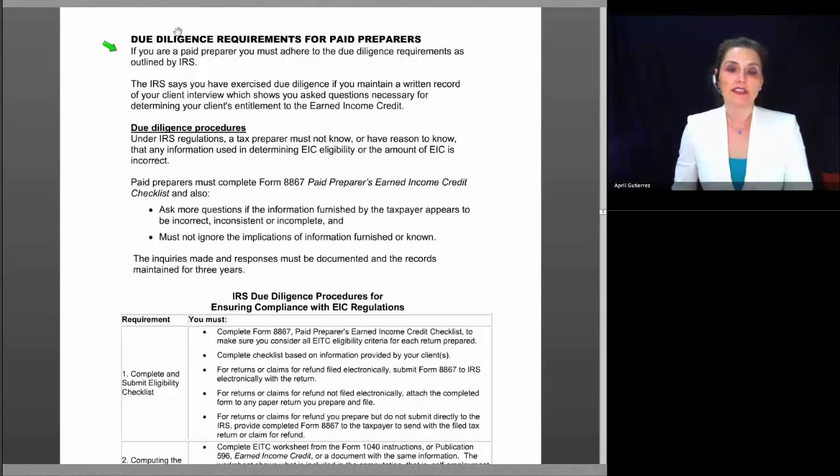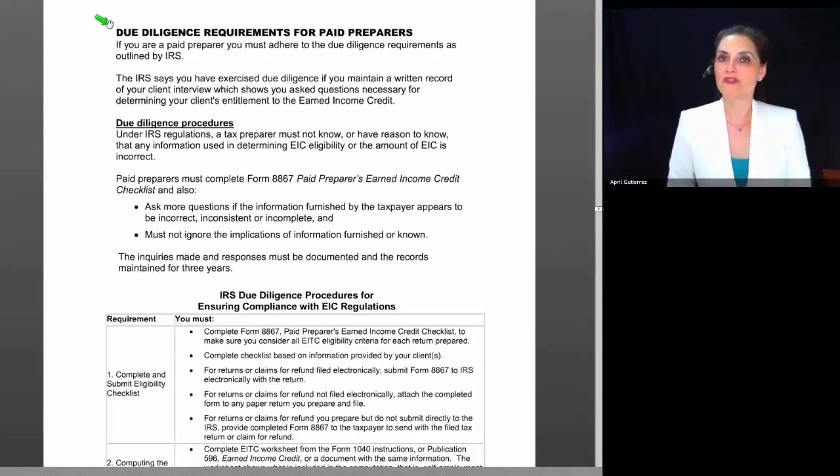So firstly, let's get on to the due diligence requirements. And I put a lot of focus on due diligence because the IRS puts a lot of focus on due diligence. I figure when people come to me for training and when I'm looking at my own staff, due diligence is a top priority of the IRS. Therefore, it's my top priority as both a supervisor, a tax business owner, and as an instructor.